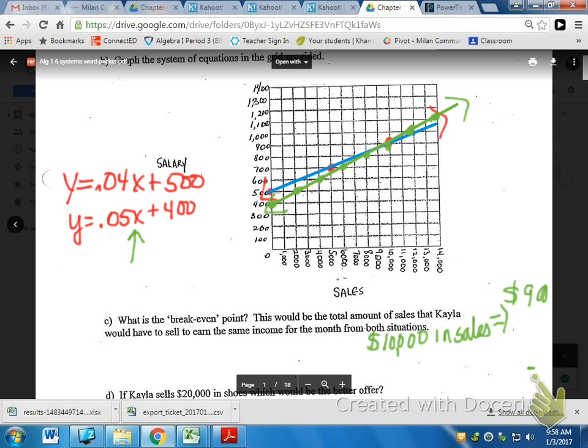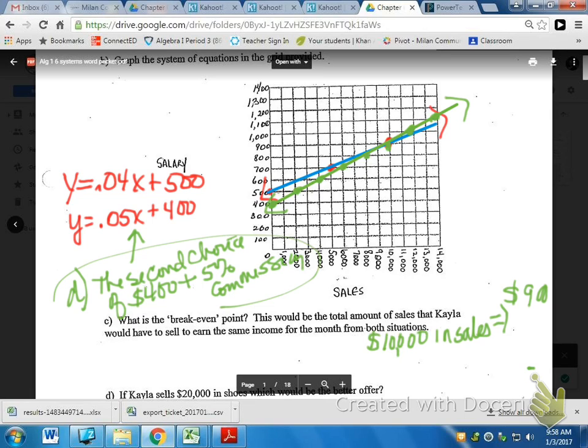The question D that's down there that I can't pull up because I'll lose everything, it says, if Kayla sells $20,000 in shoes, which would be the best offer? And I think we kind of already answered that. Megan, what should we say? Right. So for answer D, you would say the second choice of $400 plus the 5% commission would be better if she could sell more, if she sold the 20,000.